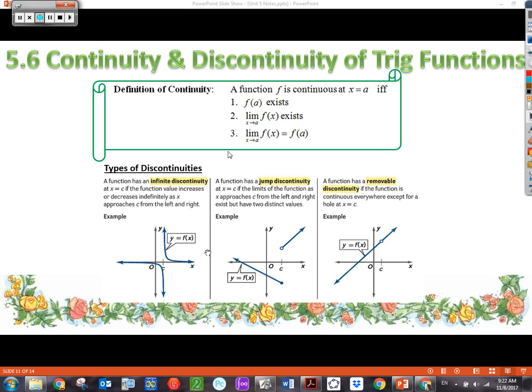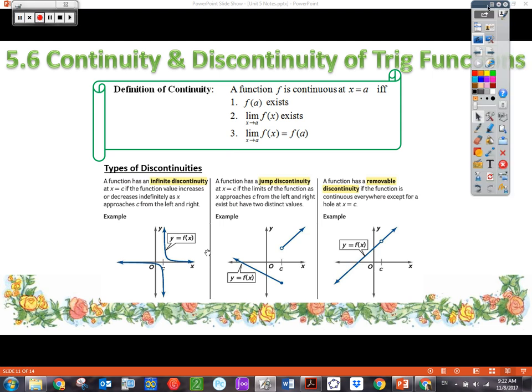Okay guys, let's take a look at today's lesson. We are going to be looking at continuity and discontinuity of trig functions. Before I start with specifically trig functions, I just want to talk about continuity and discontinuity in general. This is a huge concept in calculus.